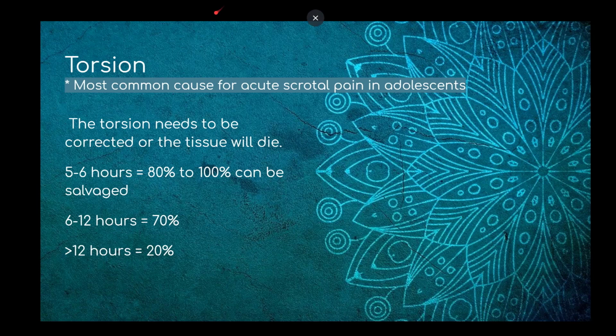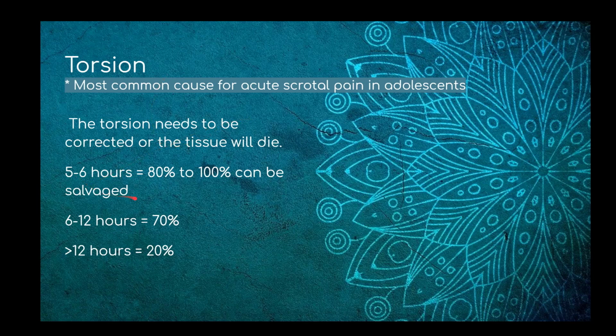So torsion then is a surgical emergency. If somebody is suspected of torsion, they need to get an ultrasound as soon as possible. They're going to call the surgeon. If it's after hours, that surgeon's coming in to do the surgery. It's an emergency. And then they'll bring them into the OR. They need to try to untwist the testicle and see if they can salvage it. Time is of the essence.